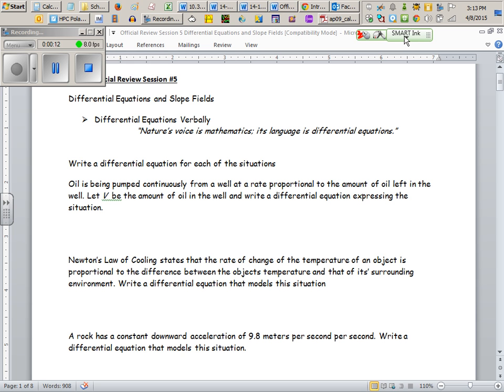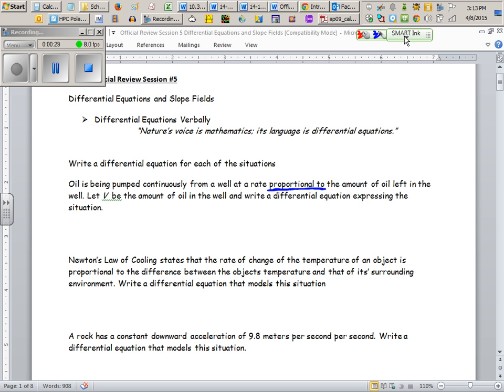Okay, there's a couple of phrases that it would be really helpful to know. The first one is, how do you interpret the phrase "proportional to"? What does that mean? Mathematically, how do you write that?